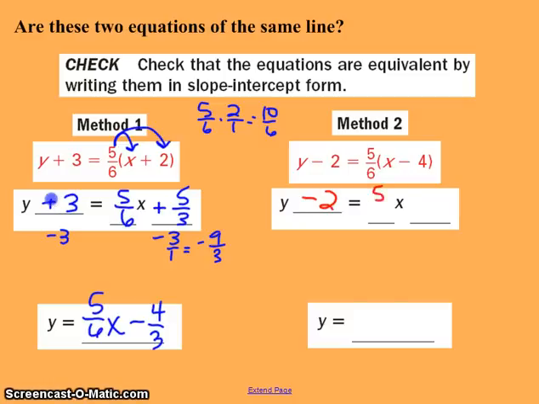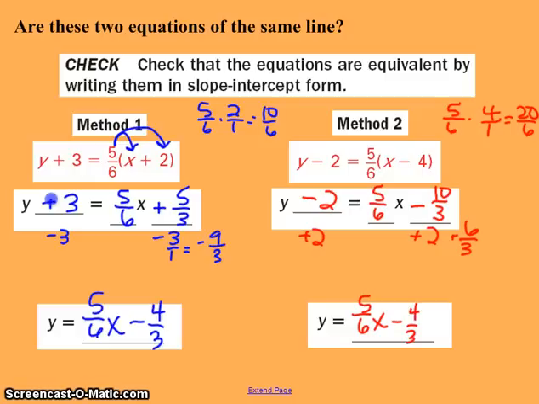So same thing here, let's distribute that 5/6. But now I need to take 5/6 times 4, and I get 20/6, which is 10/3. I have to add 2, but if I need to add 2 as a third, that's actually 6/3. So y equals 5/6 x, and -10/3 plus 6/3, because that equals 2, would again give me that -4/3. They are the exact same equation. So it doesn't matter which ordered pair you choose to use.